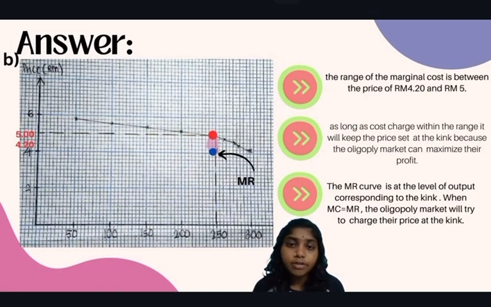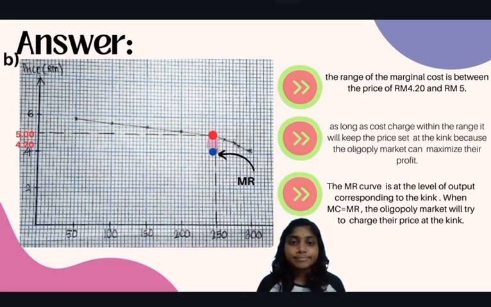Question 3b. The range of marginal cost is between the price of 4 ringgit 20 and 5 ringgit. As long as the cost changes within the range, which I have shown in the graph, the price will be kept at the kink because the oligopoly market can maximize their profit. So, how did I manage to find the range of marginal cost? Since we have found the marginal revenue value, the blue point indicates the marginal revenue point, which is at the price of 4.20 and the quantity of 250 at the level of output corresponding to the kink. As the marginal cost intersects with the marginal revenue, the oligopoly will try to charge the price at the kink.